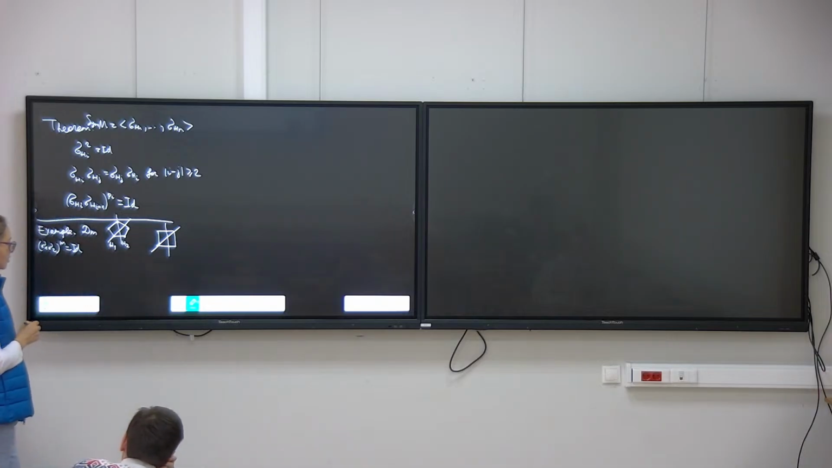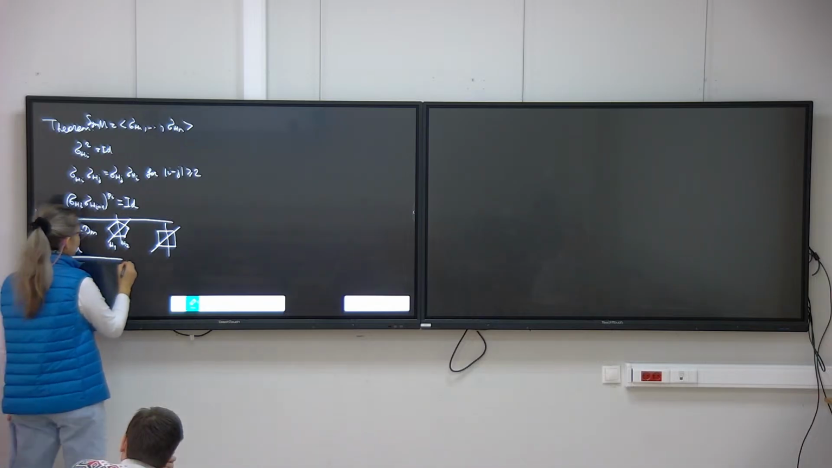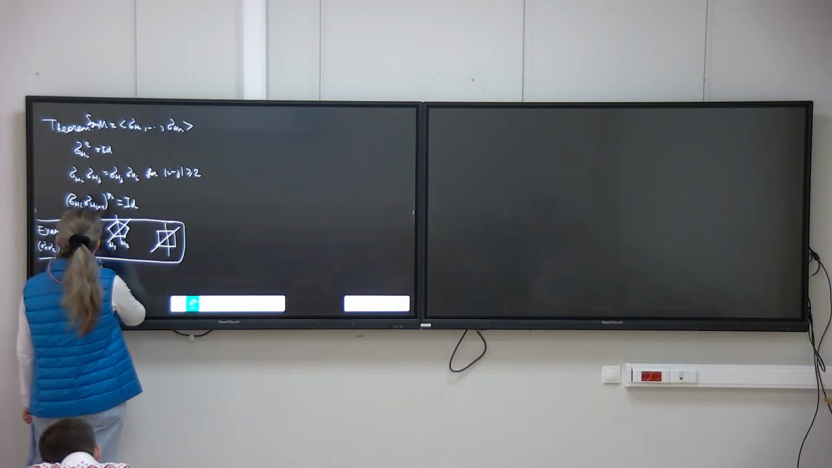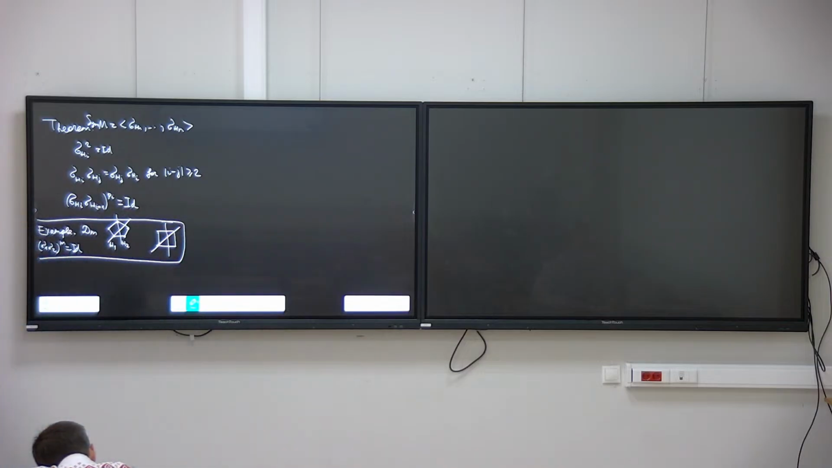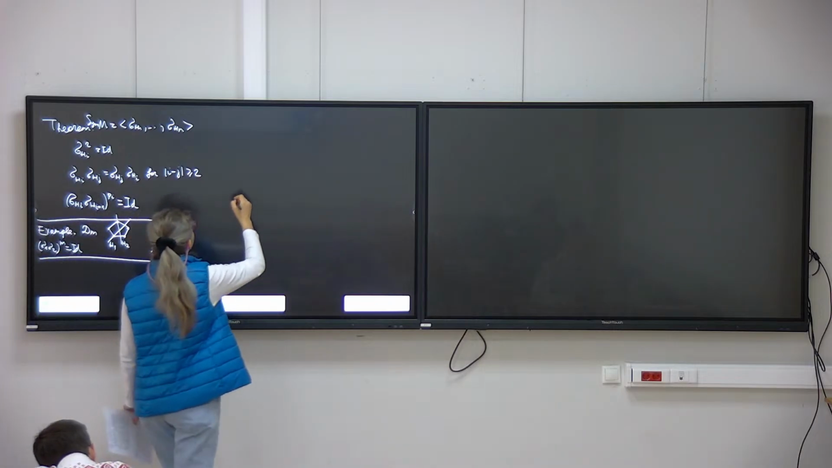And its double is 2 pi over m, so it has order m. Okay, this is the example to convince you that it is indeed true. Okay, let us check these relations. So, why is this true?